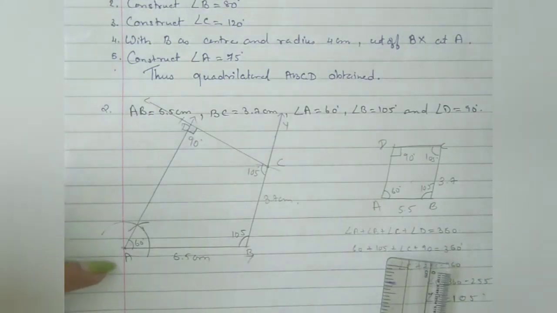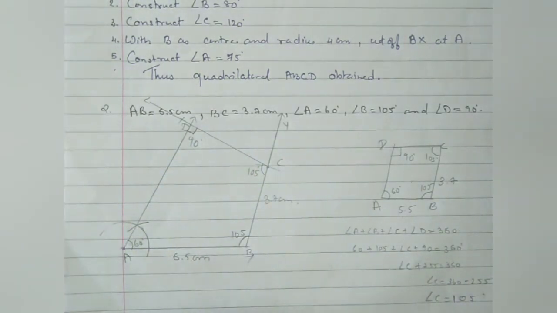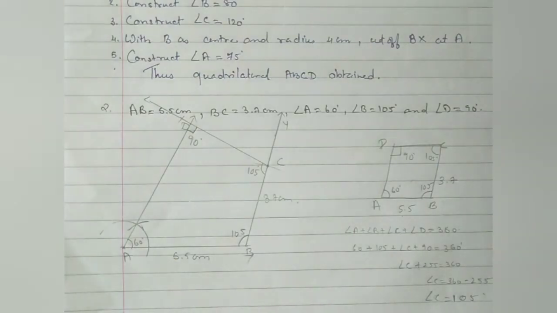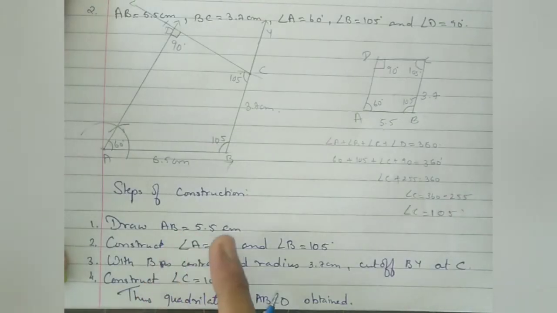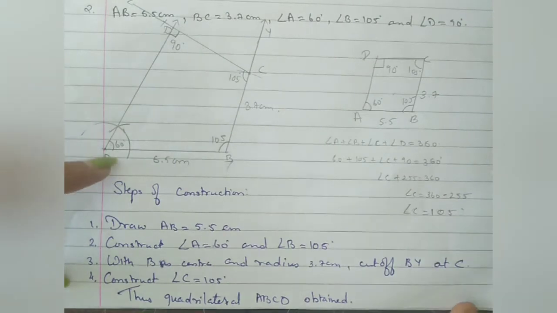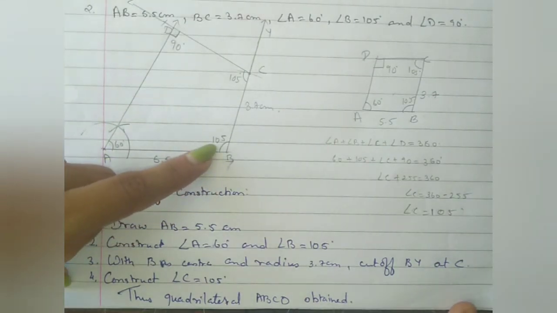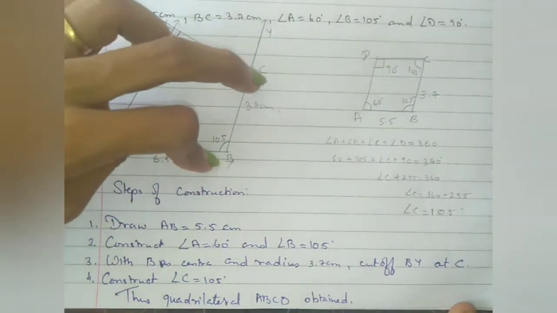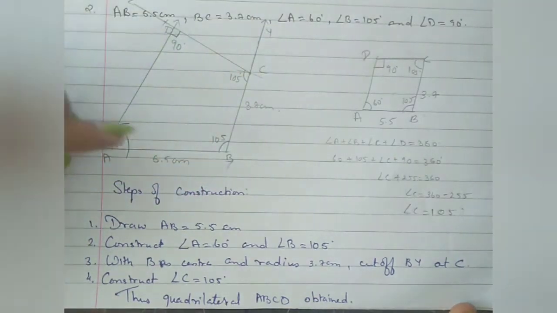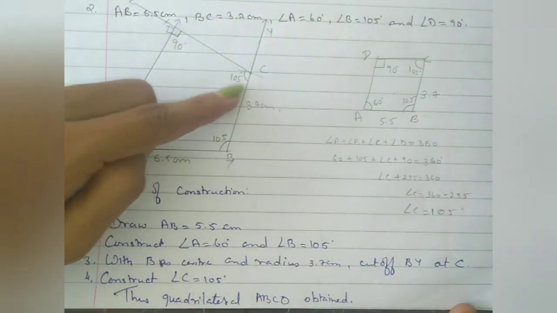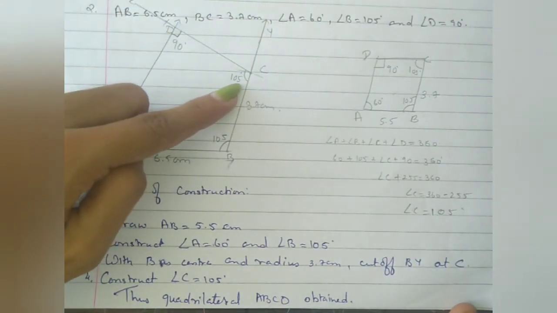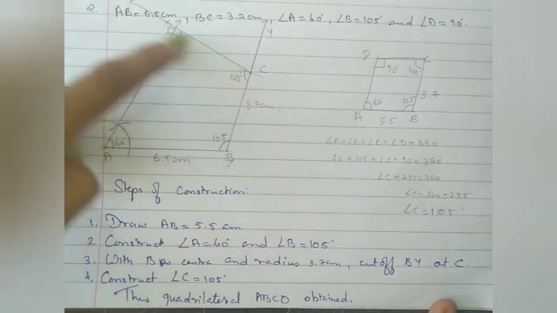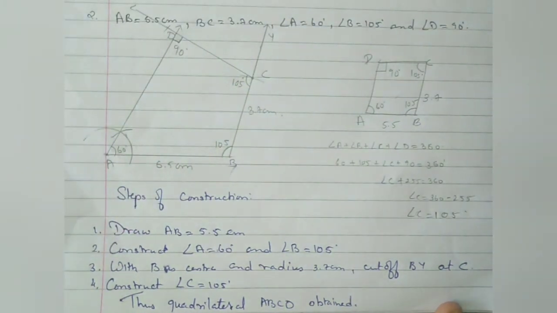So we had constructed angle A, B, C and D. Now let us see the steps of construction. Draw AB 5.5, construct A 60 and B 105 degree. Then take center B and radius 3.7 and draw the arc and cut off BY at C. Now we have to construct angle C equal to 105. Then join this CD. Then we got that angle D is equal to 90 degree. Thus the quadrilateral ABCD is obtained.